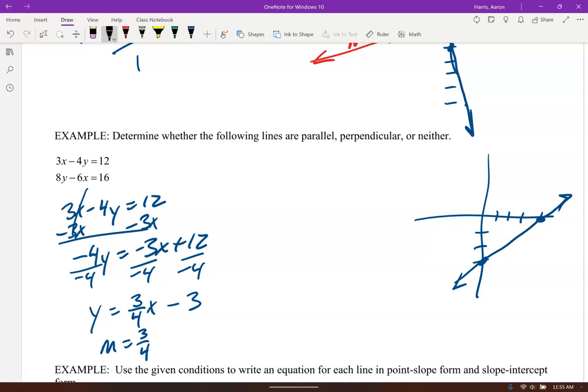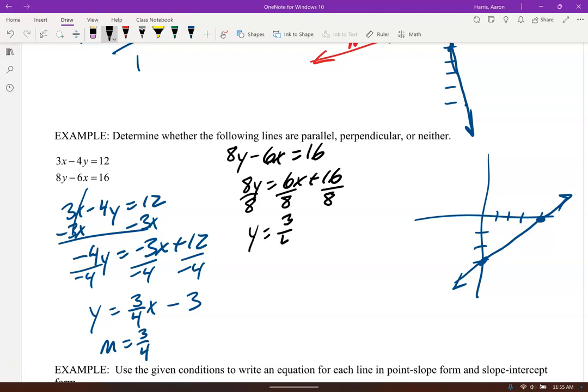Let's do the second one, 8y minus 6x equals 16. I'll do this in black. Add 6x to both sides. Divide by 8. 6/8 is 3/4 x. 16 over 8 is 2. So this is y equals mx plus b. This has a slope also of 3/4, but its y-intercept is 2. So it starts here at this y-intercept of 2, goes up 3, and right 4.